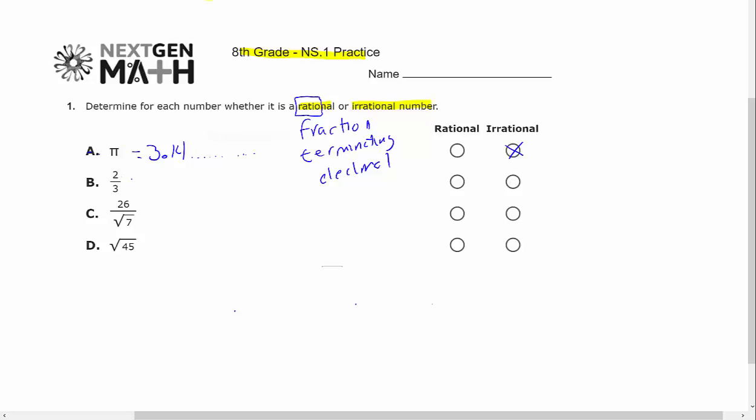Now we look at 2/3. 2/3 is clearly a fraction, and since it's a fraction, we know that it is a rational number. And so we'll mark rational.